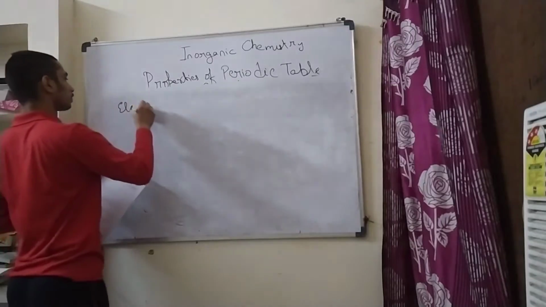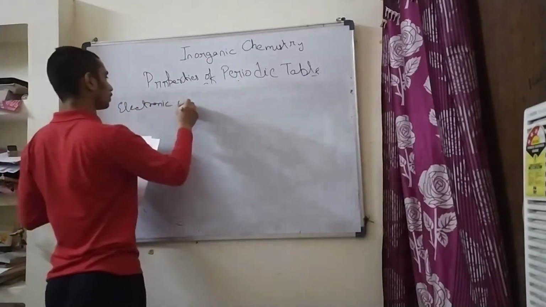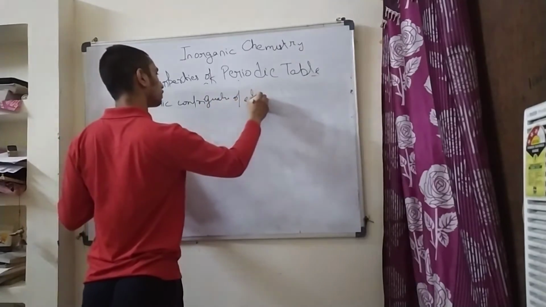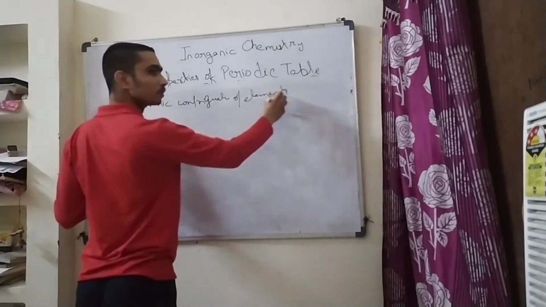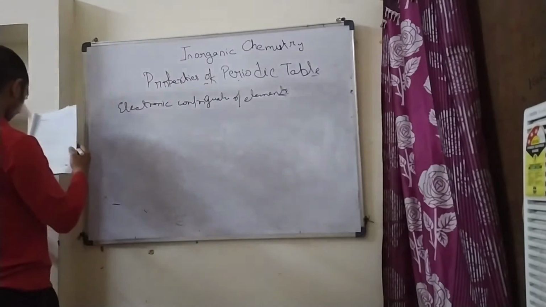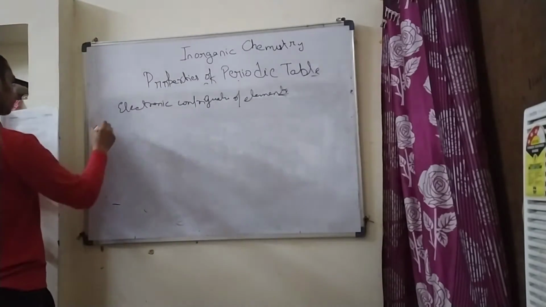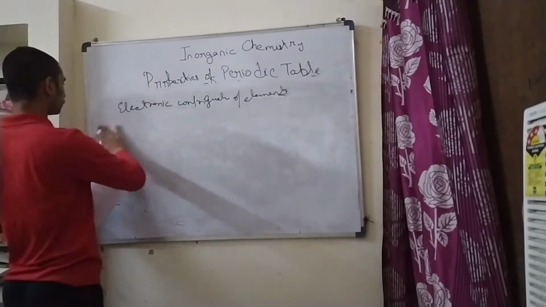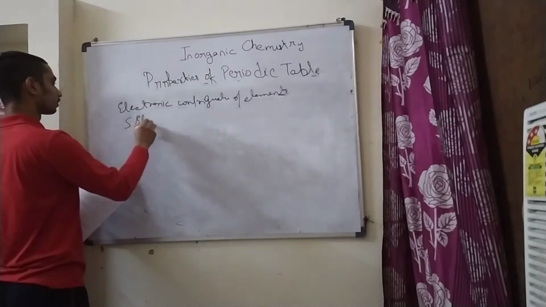Electronic configuration of elements. So firstly we have S block elements.